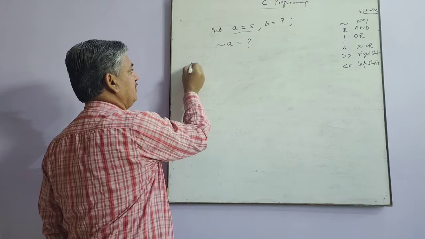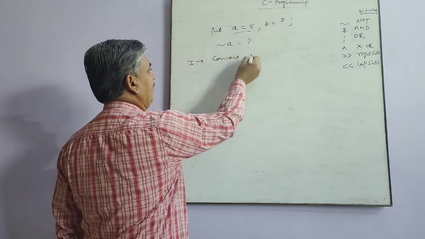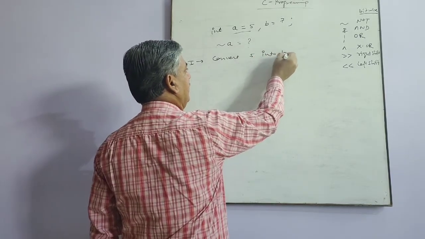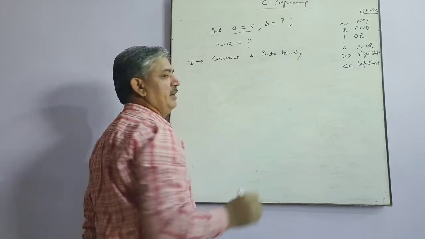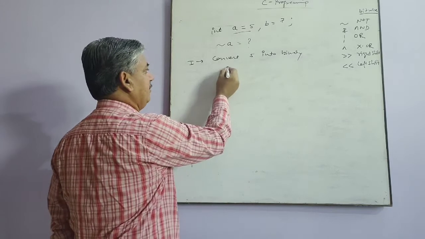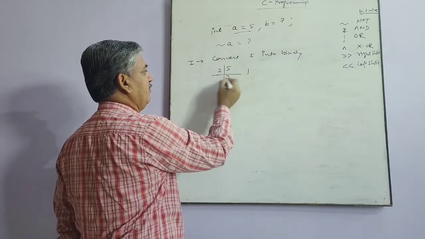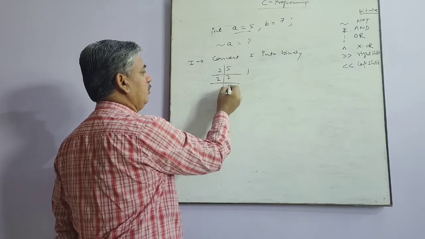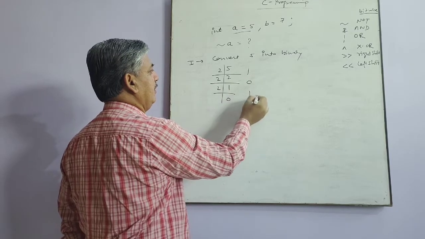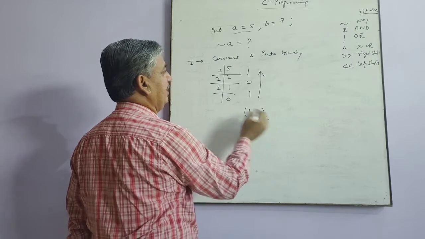So the first step is what? Convert 5 into binary. We want to convert this 5 into binary. How to convert into binary? As we know, divide by 2: 2 2s are 4, remainder 1, then again divide by 2: 2 1s are 2, remainder 0, then 1. So this is 1 0 1. This is the binary equivalent of 5.